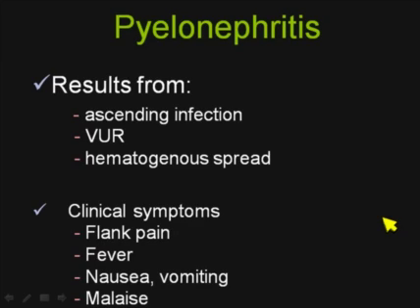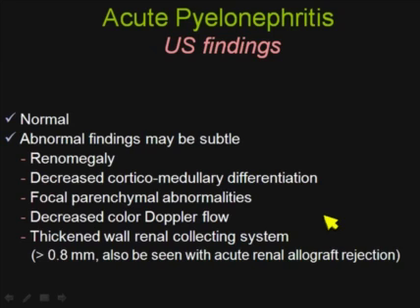Now, pyelonephritis usually results from an ascending infection or reflux. It could develop from hematogenous spread. And the symptoms in the children who can express themselves are usually flank pain associated with fever. They may have nausea and vomiting and malaise. Babies may present with fever and irritability and foul-smelling urine.